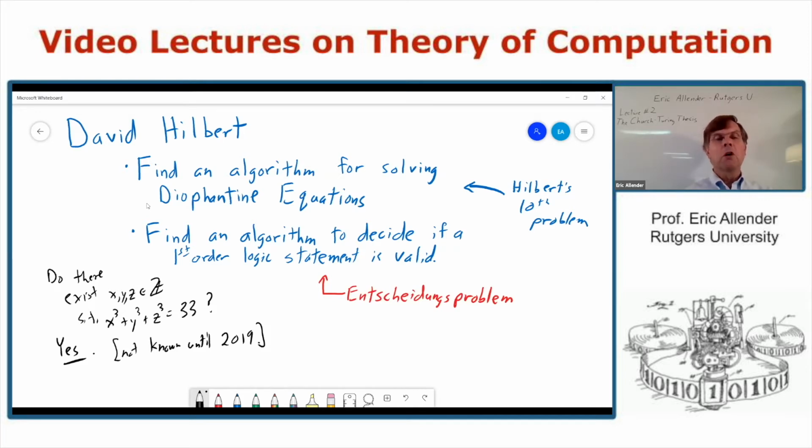Let's say that the answer was no. Would there be a proof that the answer was no? In other words, could there be a proof of the statement: for all x, for all y, for all z, x cubed plus y cubed plus z cubed is not equal to 33? Well, of course, since they do exist, there can't be a proof of that. But let's say that you had some other number, like 1098. Maybe x, y, and z exist.